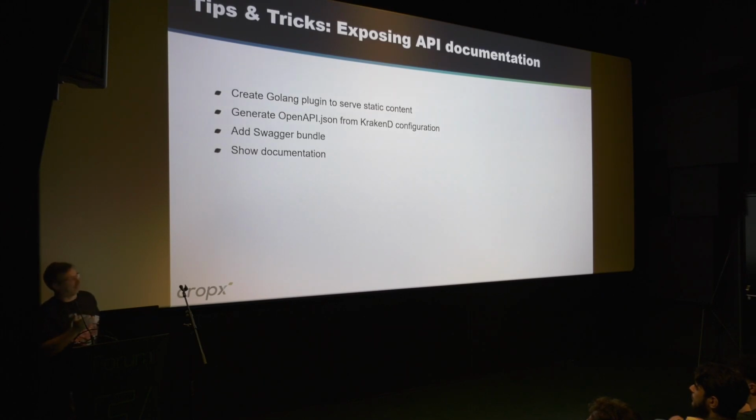And then the second step is that you can generate an OpenAPI JSON specification from the KrakenD configuration. Because it's JSON, this is really easy to consume and process. You add a Swagger bundle and then you can show the documentation.